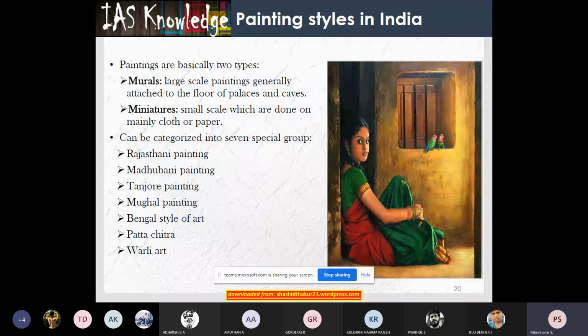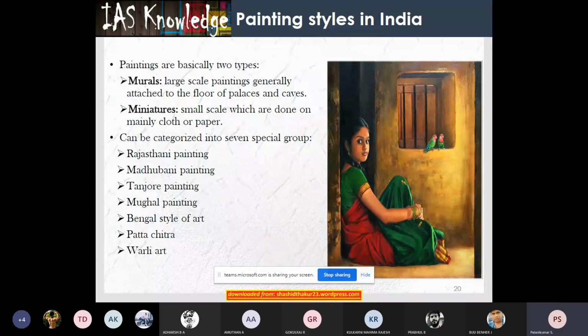Okay. And another one is miniatures. It is a small scale, it's not like on a floor. It's a small scale, which is done mainly on cloth and paper. You could see the right hand side is a painting, it is not a photo. It's a painting. So such realistic paintings are there.